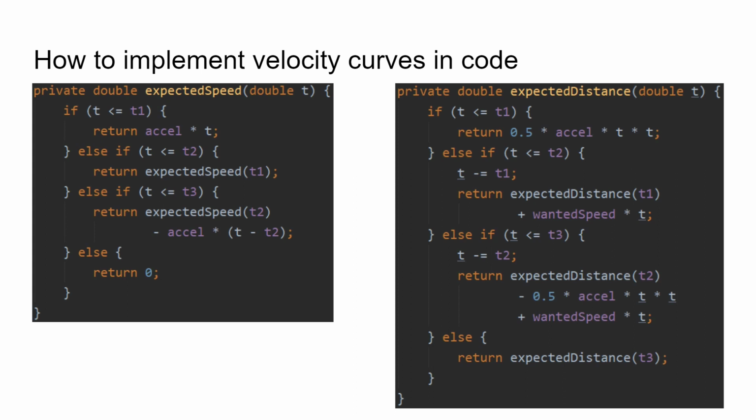Expected speed is basically making what's called a piecewise continuous function. The word piecewise here, if you don't know, means that it's a function composed of distinct functions within it, right? You can see we have, well, t is less than or equal to t1, we have one function, t is less than or equal to t2, we have a different one, etc., etc. And continuous means there are no gaps between the different piecewise functions.